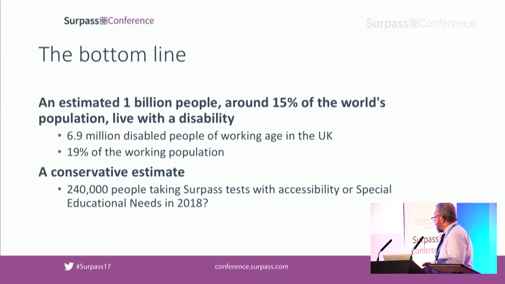World Health Organization statistics state about 1 billion people in the world live with a disability. Now, based on figures of how many users we're expecting to be taking tests or exams in Surpass, potentially 240,000 of those may have accessibility or special needs in 2018. That's quite a lot of people. When I started looking at these figures, those were the kind of numbers of people back in the day who were in total taking Surpass, so you can see how far that's come on. That's based on knowledge of the number of special needs students in a FE college that I've recently been to.